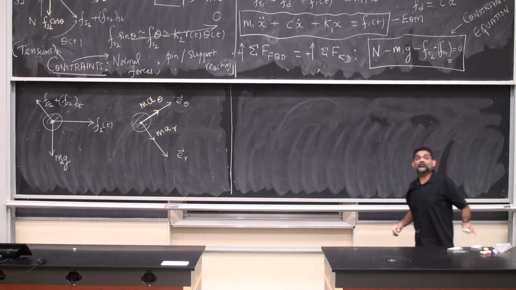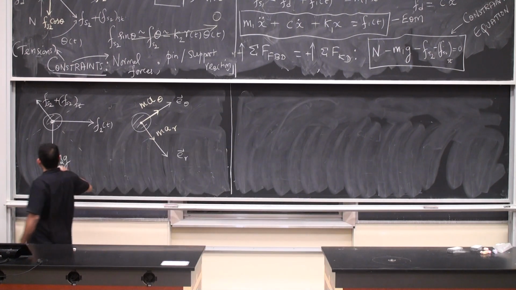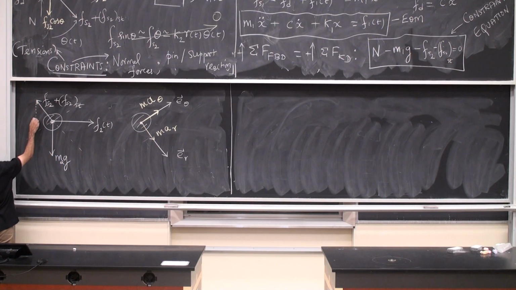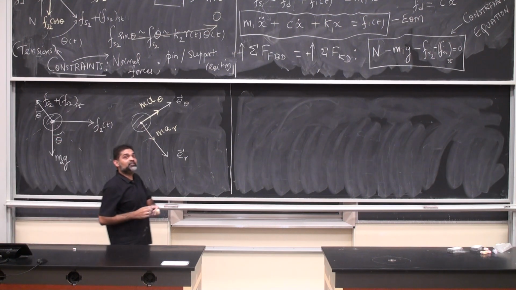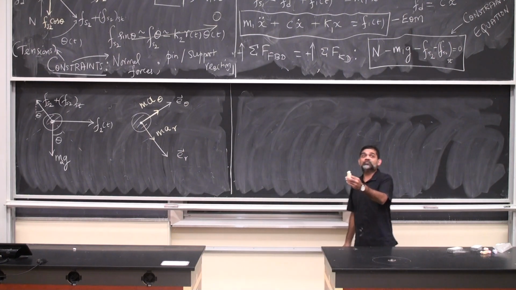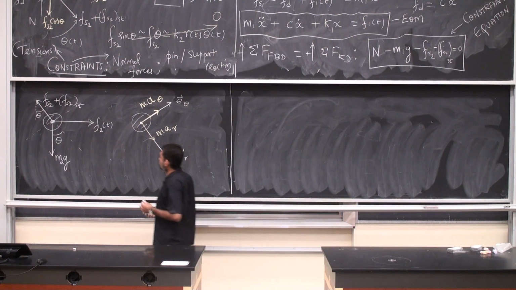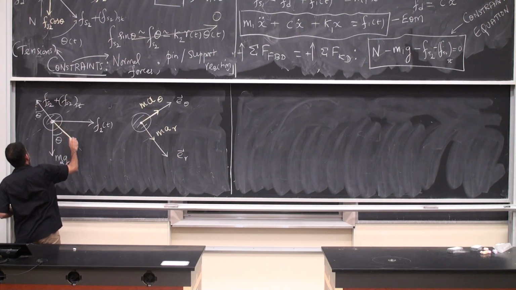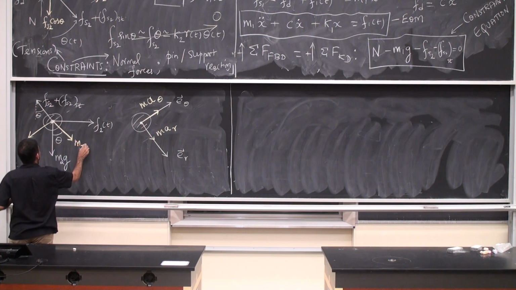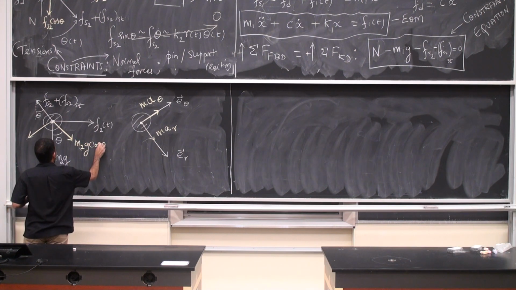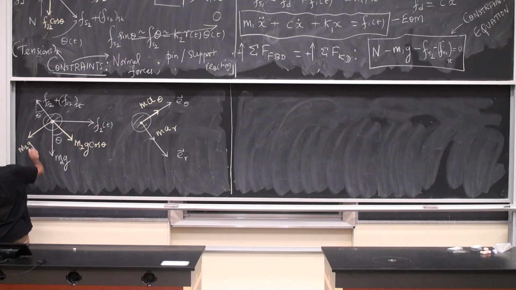Alright, now we have to break everything into components. Okay? First things first, this angle is theta, which means that this angle here is also theta. So I'm going to take M2G, break it up into components along the radial and the transverse, the positive radial and the negative transverse. This is M2G cosine theta, M2G sine theta.